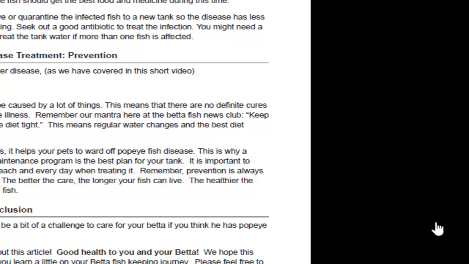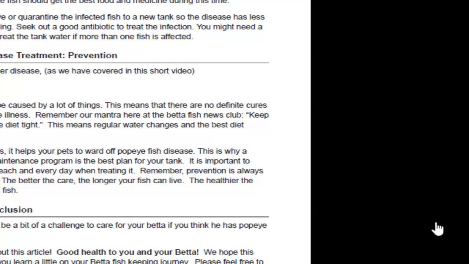There's also swim bladder disease. There'll be another link there too in our channel, which can be caused by a lot of things. But you've got to remember, you want to keep the water right and the diet tight. So you want to prevent it as much as you can. The best way is good diet and good water. The better the care, the longer your fish will live most times. And the healthier the tank, the healthier the fish.